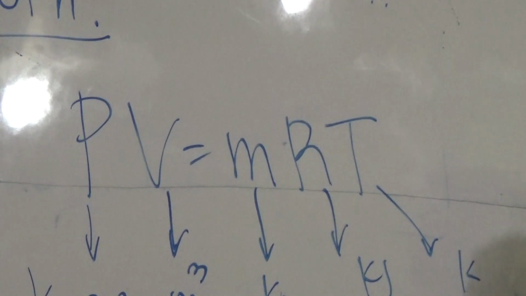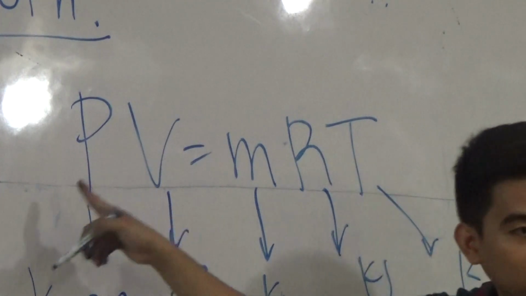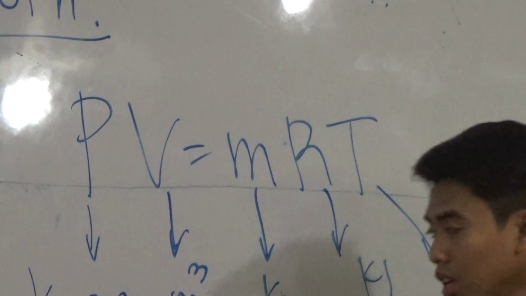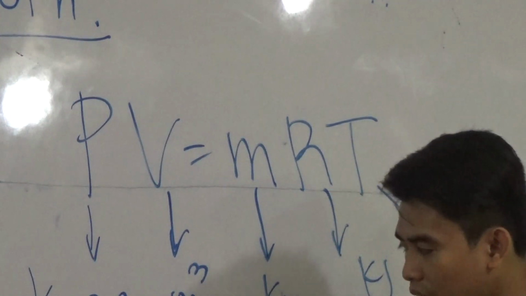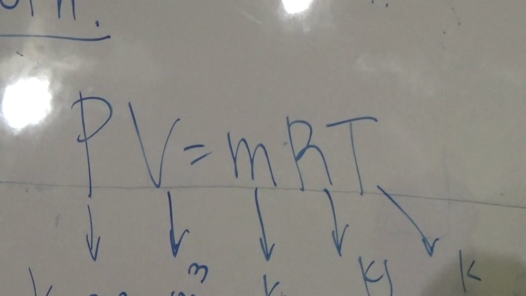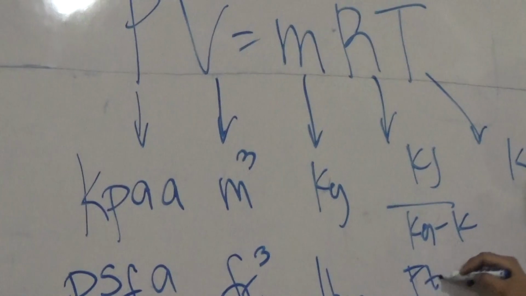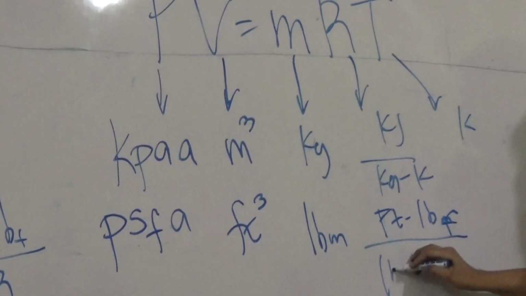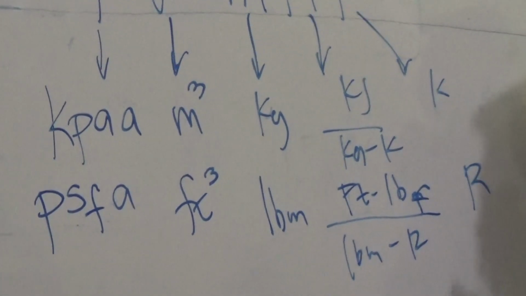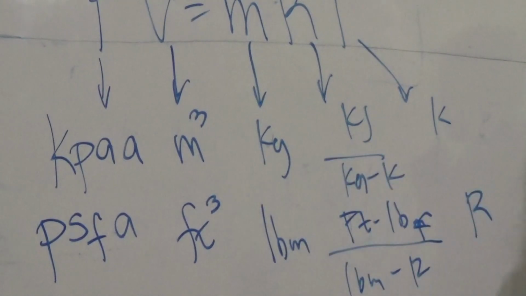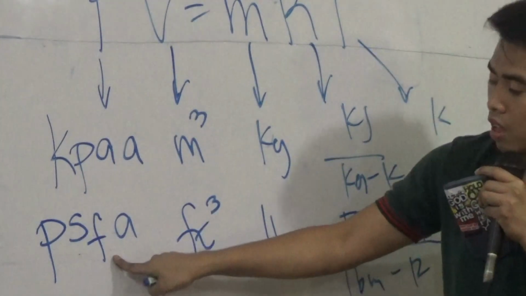Pag English naman sir, ano unit dapat ng pressure? Sir, PSI, hindi. Dapat sir, PSF absolute. Kailangan PSF kasi ang volume natin, cubic feet. Ang mass natin, pound mass. Ang R natin, foot pound force per pound mass Rankine. Ang temperature natin, Rankine. So dapat ganito ka consistent. Kasi kung alam mo yung unit, direct sub na to. Kailangan absolute, kailangan feet cube.